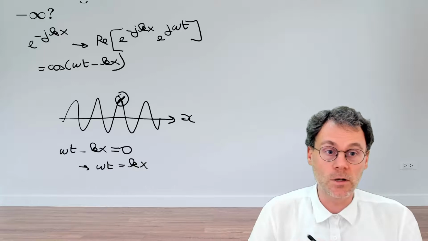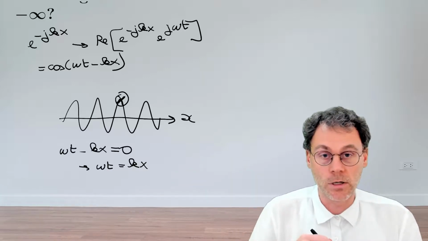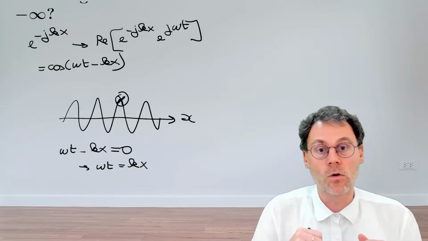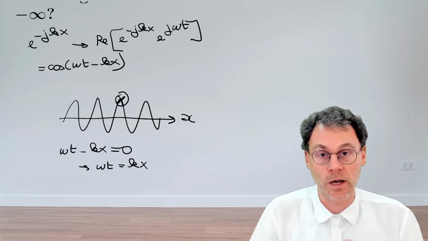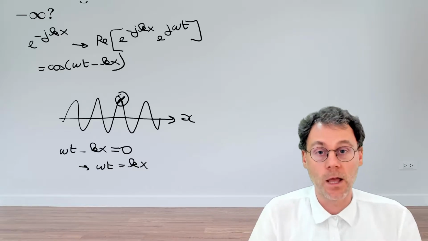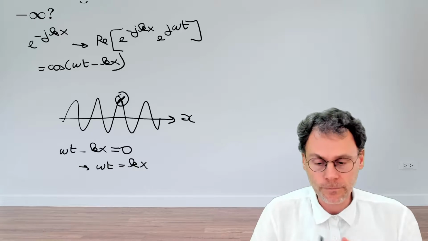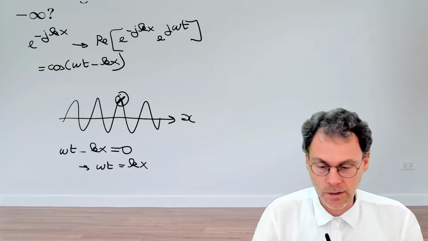Here you can clearly see that if t increases, then also x will increase. So as time goes on, the wave will travel towards larger values of x. So this is a wave traveling towards the right, towards plus infinity. It's an outgoing wave.